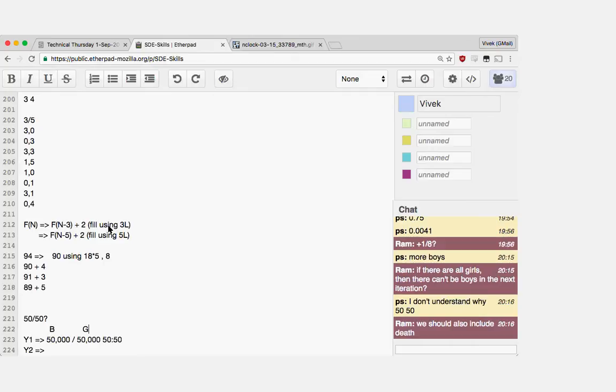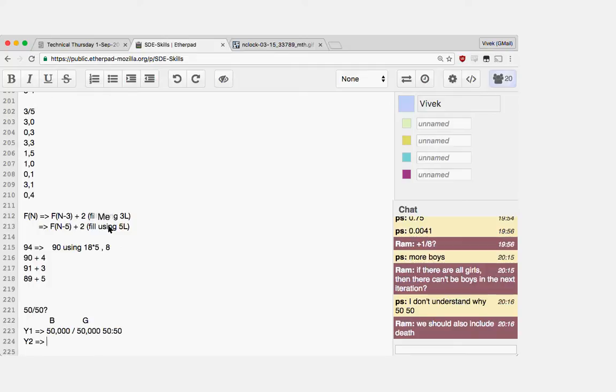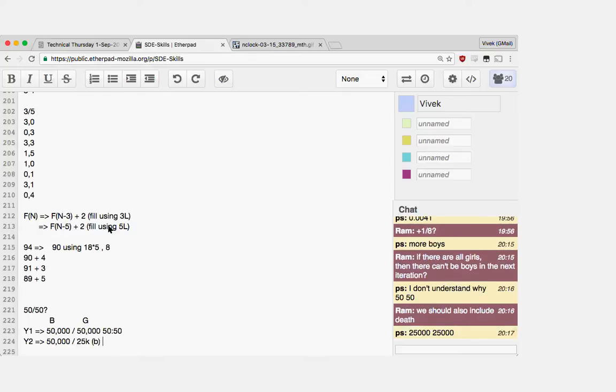Boys have stopped. 75,000. Okay, so the 50,000 boys will remain 50,000 boys of 1 year old, and then the 50,000 girls' families will have 25,000 additional boys and 25,000 additional girls, plus the 50,000 original girls that we had in the first round. So that's 75K and 75K, right? So it's 1:1 again.